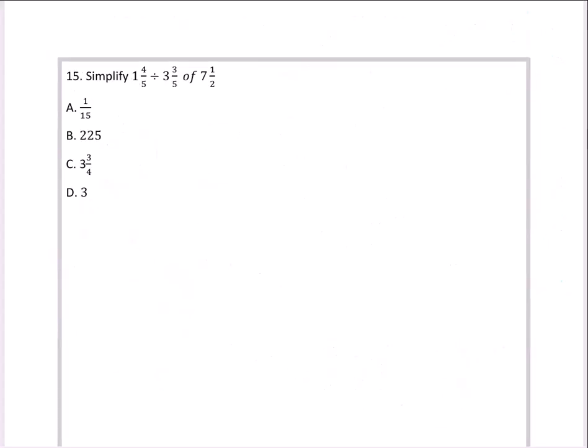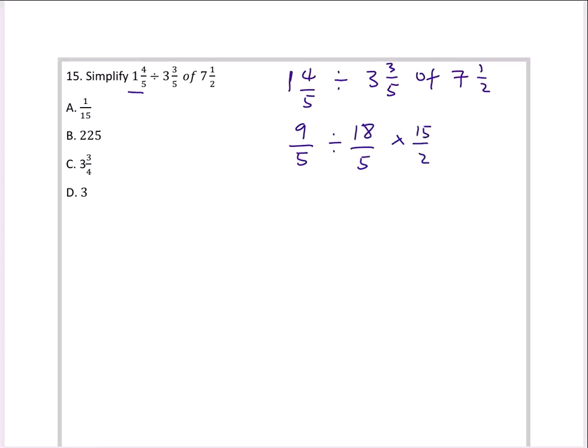Okay, after the previous question, we'll have a simple one to deal with right now. So we have 1 whole number 4/5 divided by 3 whole number 3/5 of 7 whole number 1/2. Of means multiplication. So these are mixed fractions. Let's convert them to improper fractions. 5 times 1 is 5 plus 4 is 9/5 divided by 3 times 5 is 15 plus 3, that's 18/5, multiplied by 2 times 7 is 14 plus 1, that's 15/2.